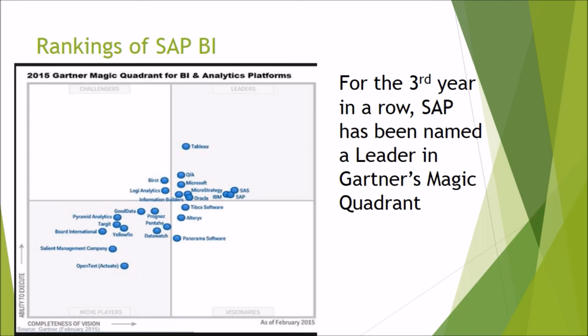And as for the rankings of SAP BI, according to Gartner's Magic Quadrant in 2015, SAP is a leader. It's the third year in a row that SAP has been named a leader in Gartner's Magic Quadrant.